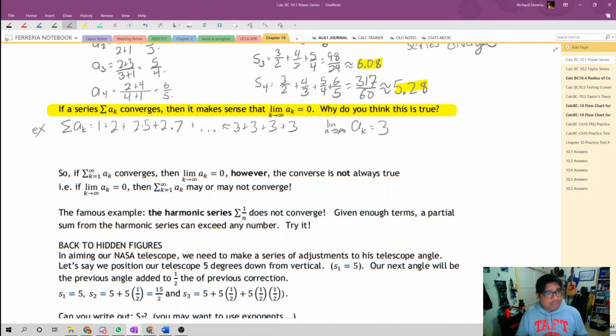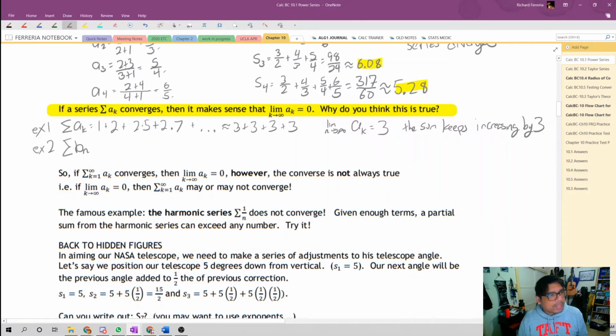And if that's true, then there's no way that this sum can converge, because if we add 3 a bunch of times, we're just going to get a more and more increasing number. So if the sum just keeps increasing by 3, then it's not going to converge.